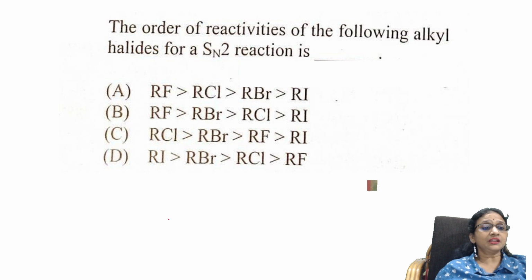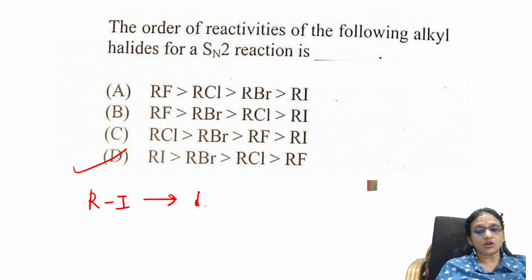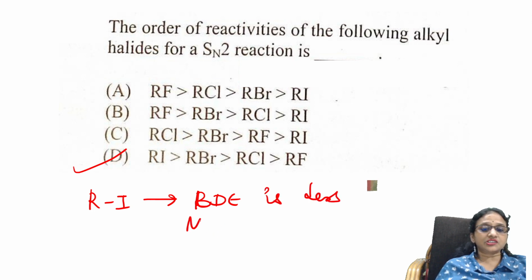Remember, careful. The correct answer is this. Let us write the reason. In case of RI, what will happen? Bond dissociation enthalpy is less. Correct. It is the most reactive alkyl halide.